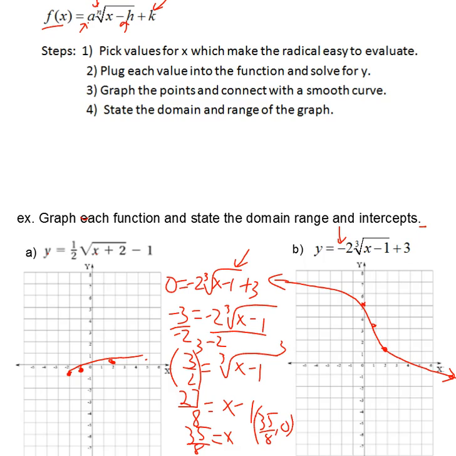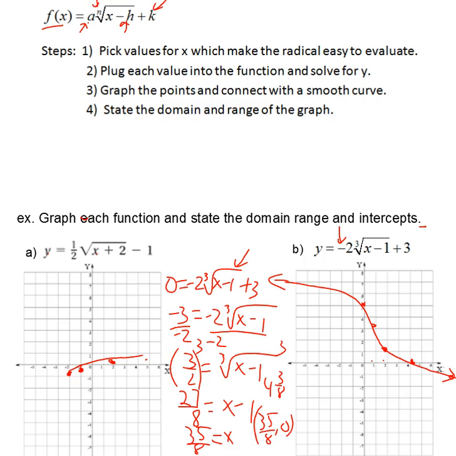Now, if you think about that, wouldn't that be like 4 3/8? So let's take a look at this. See how accurate I am. 1, 2, 3, 4 3/8. That looks exactly like 4 3/8. Bam! All right. So those are your intercepts.